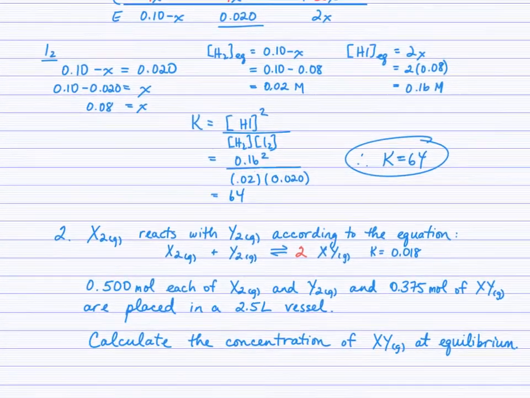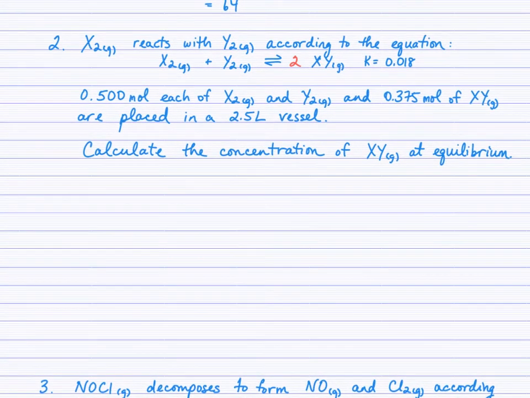Okay, moving on to example 2. We're given an equilibrium system, told the value of K, given the initial moles of substances in a 2.5 liter vessel, and asked to calculate the concentration of XY at equilibrium. So this question is going to run a little bit differently in the end from example 1, but nonetheless we still write our balanced equation, and set up our ice table, and then see what we are going to solve for in order to find the required information. So set up your ice table.